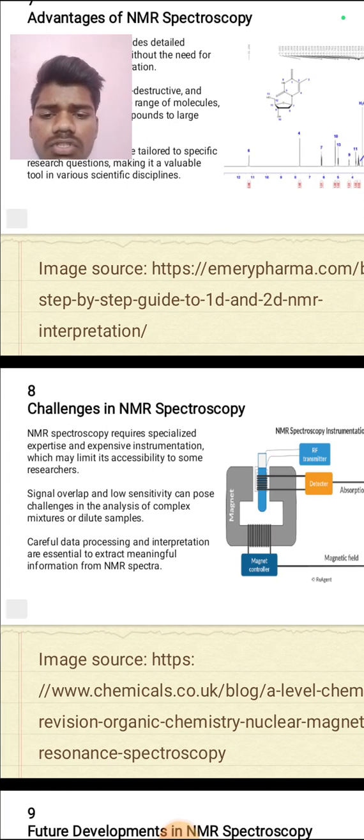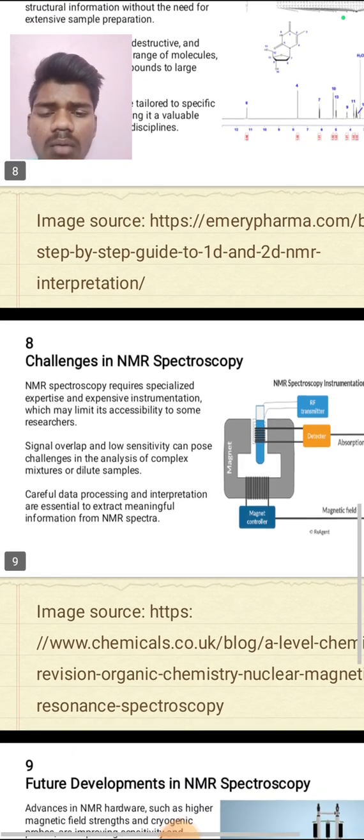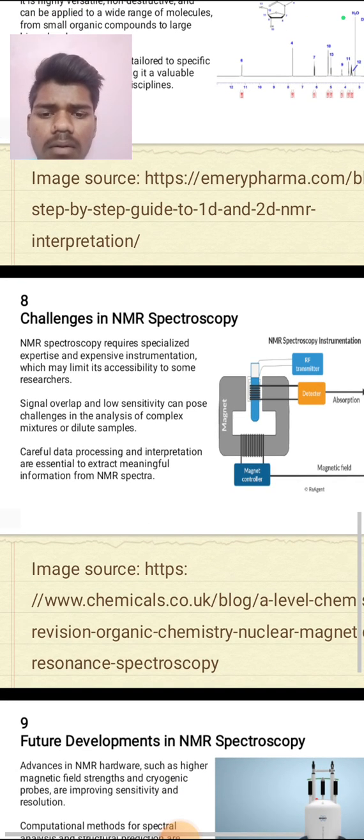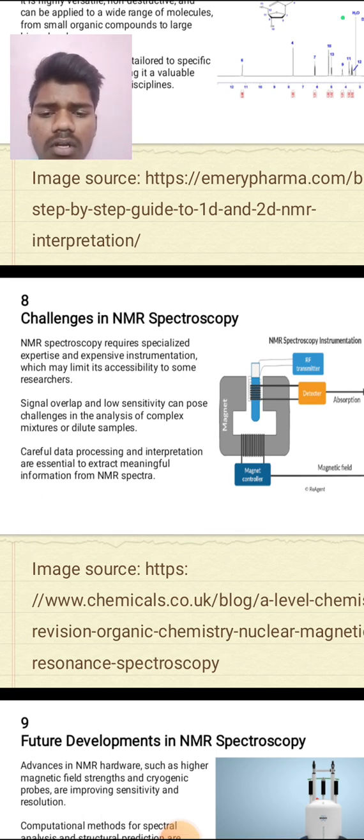Eighth one, challenges in NMR spectroscopy. NMR spectroscopy requires specialized expertise and expensive instrumentation, which may limit its accessibility to some researchers. Signal overlap and low sensitivity can pose challenges in the analysis of complex mixtures or dilute samples. Careful data processing and interpretation are essential to extract meaningful information from NMR spectra.